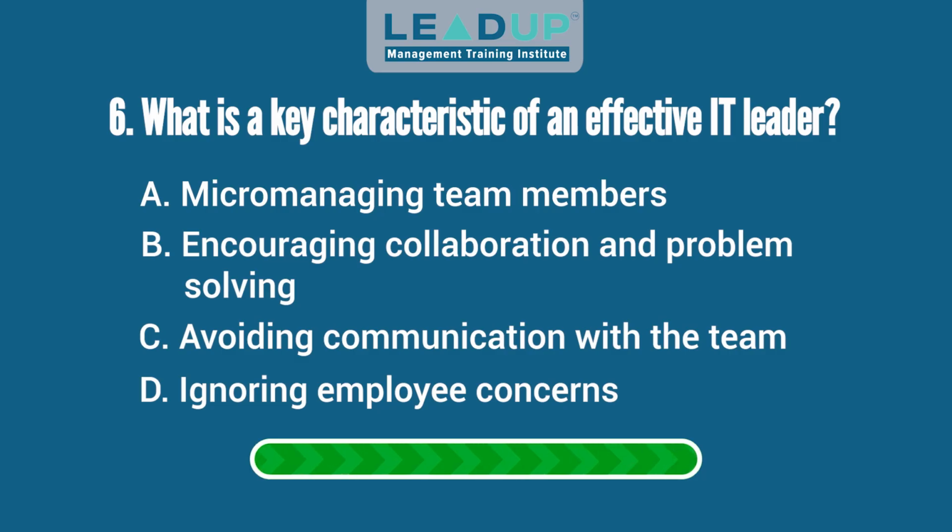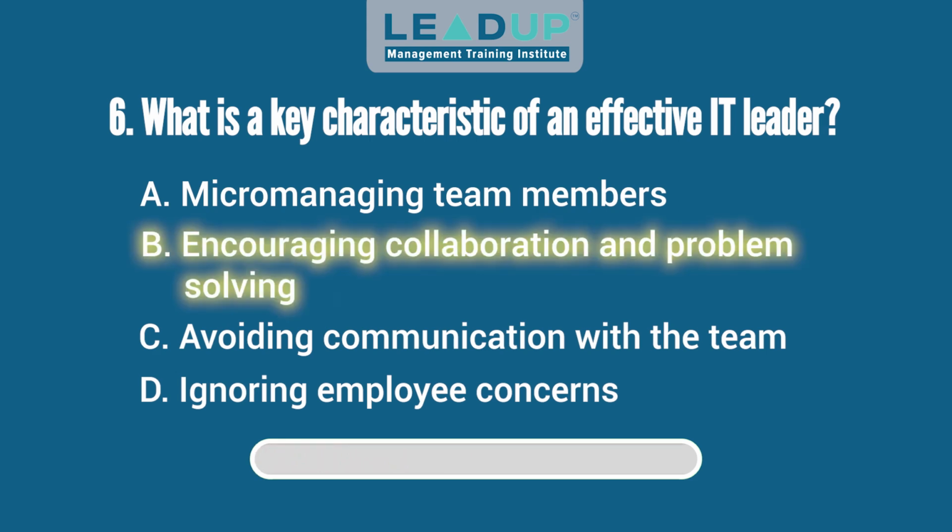Question 6. What is a key characteristic of an effective IT leader? A. Micromanaging team members. B. Encouraging collaboration and problem-solving. C. Avoiding communication with the team. And D. Ignoring employee concerns. Answer B. Encouraging collaboration and problem-solving.